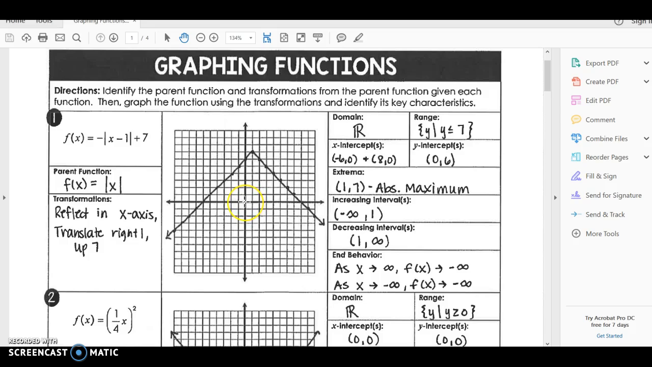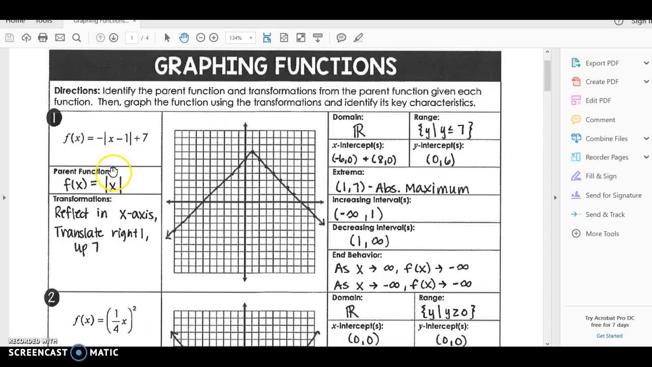So if you think about the vertex of the parent function was here, it goes over 1, and then the +7 moves you up 7. So each part of this takes the parent function and shifts it to a new location, but this would still be found in the family of functions for absolute value because it's still the same general shape. It's just been reflected and shifted horizontally and vertically.